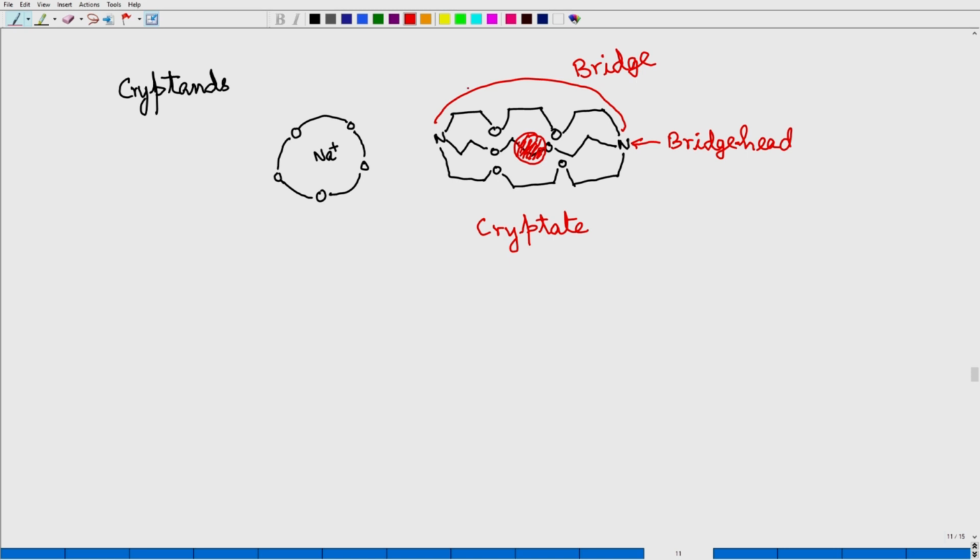So, there are 3 bridges and 2 bridgeheads, and this we call laterally symmetric. Why is this laterally symmetric? It is obvious, it is a symmetric structure. What will be laterally non-symmetric? If I replace this oxygen, say, with nitrogen, I can do that.